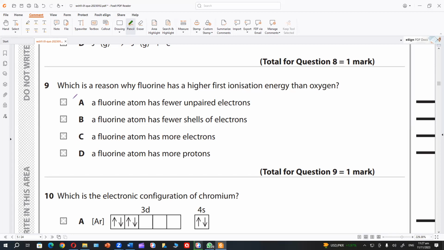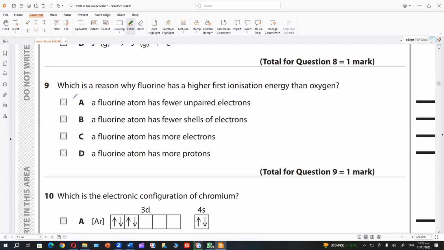But what about C, why not C, that it has more electrons? Because the number of electrons does not affect the ionization energy. Ionization energy depends upon atomic radius, shielding effect, and effective nuclear charge. How many protons does fluorine have? Fluorine atomic number is 9 and oxygen atomic number is 8. Yes, it has one more.